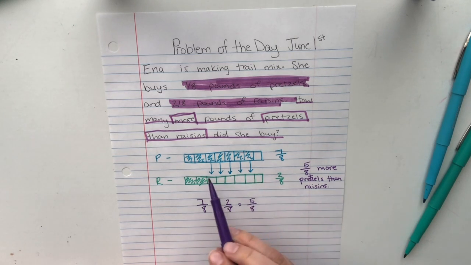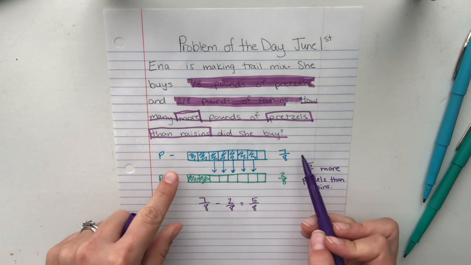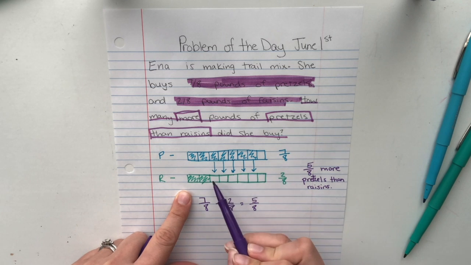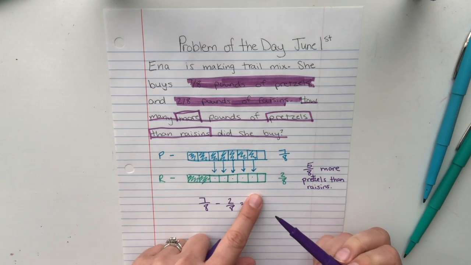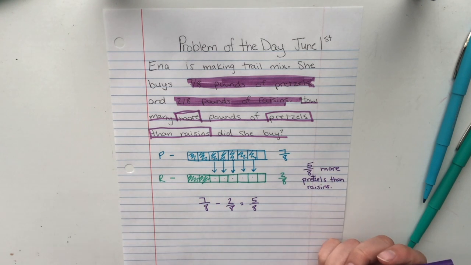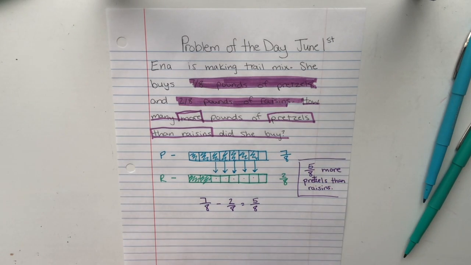I did want to show you another way to see this where you visually can see that there's 7/8 pretzels, 2/8 raisins, and then there are 1, 2, 3, 4, 5 more eighths of pretzels than there are of raisins. So our answer is 5/8 more pretzels than raisins.